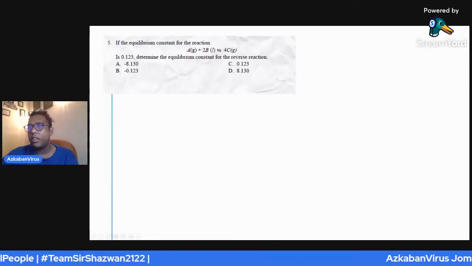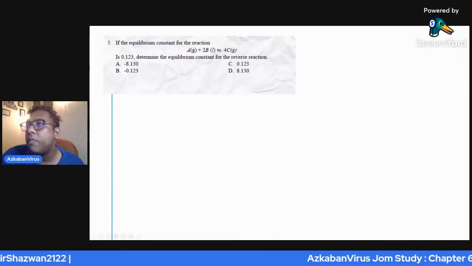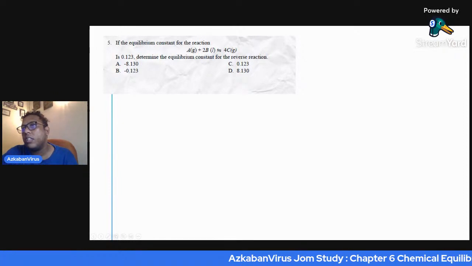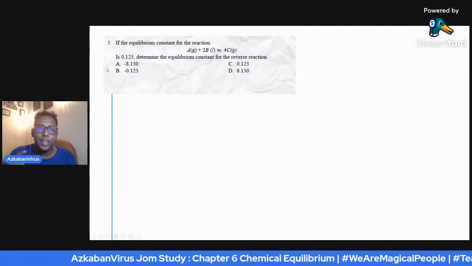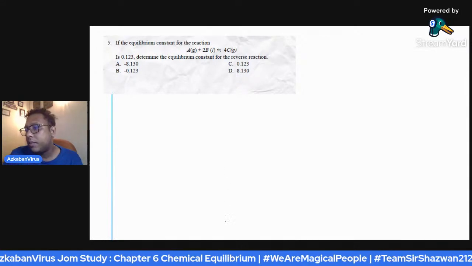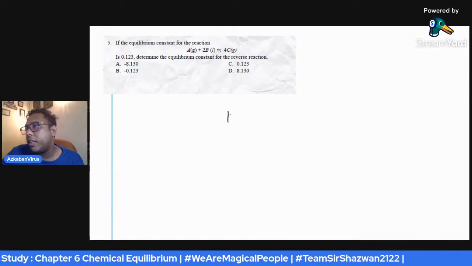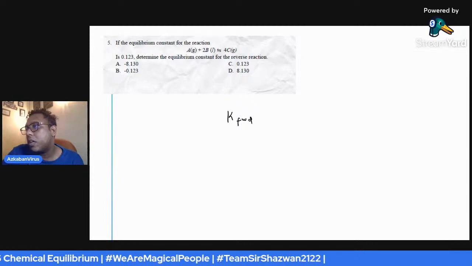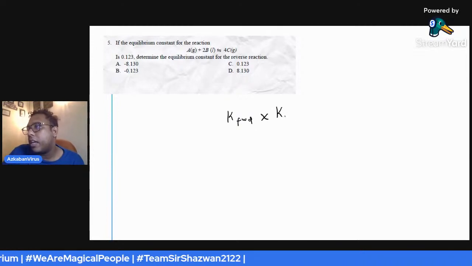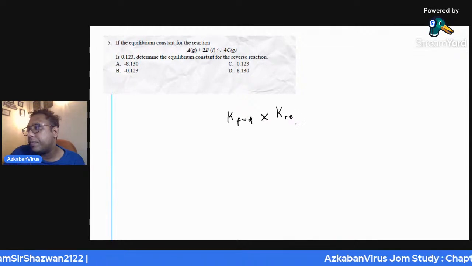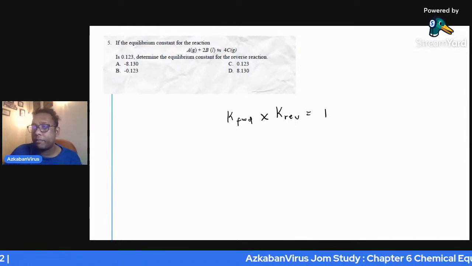Okay, next one. If the equilibrium constant for the reaction is 0.123, determine the equilibrium constant for the reverse reaction. Ingat hubungan tadi. K forward darab dengan K reverse is equal to 1.